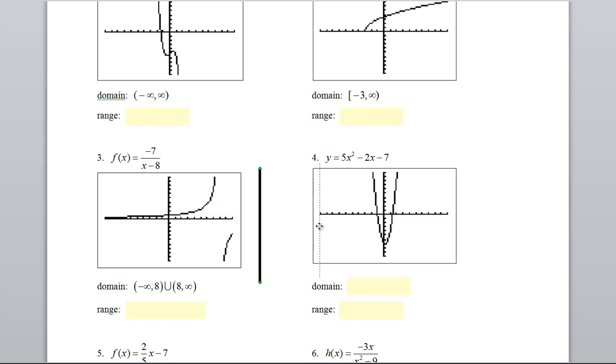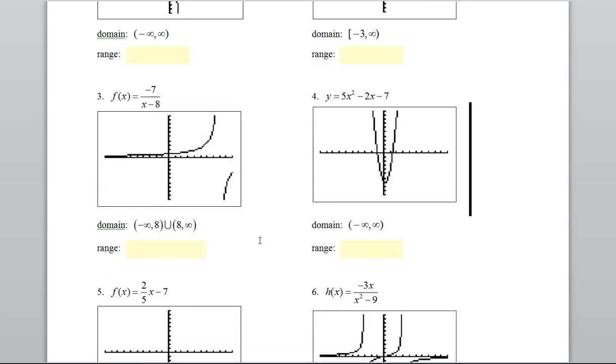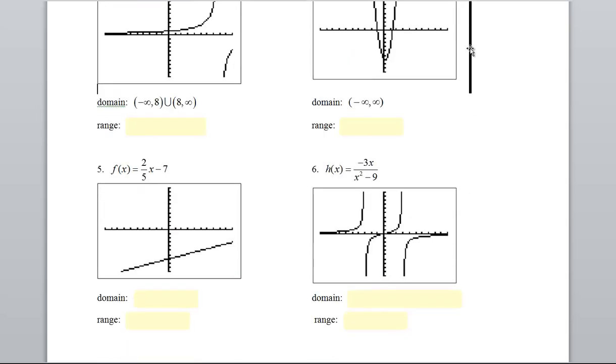Well, let's go over here. As I come through, I hit an arrow here. I exit, hitting an arrow here. So my domain is negative infinity to infinity. Get my vertical. As I come through, I hit an arrow, exit, hitting an arrow as I scan the x-axis, which is for my domain. So this one's also negative infinity to infinity.